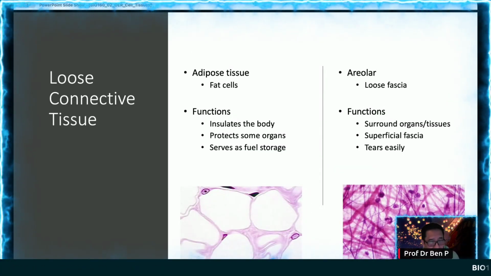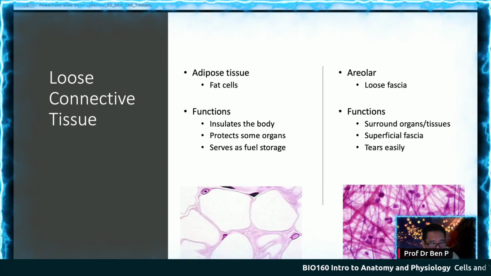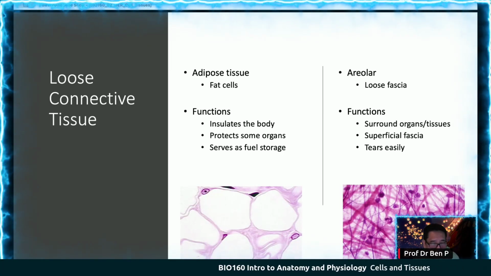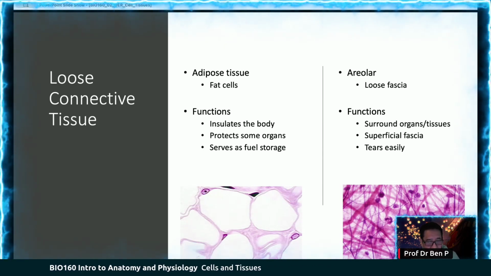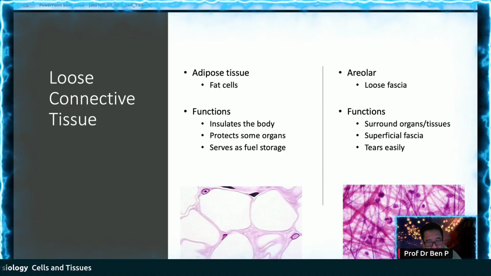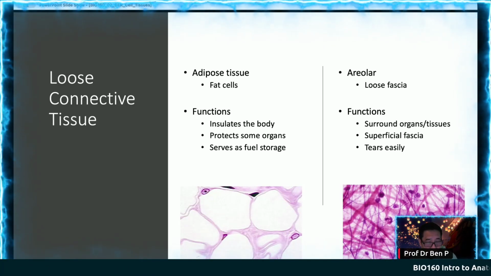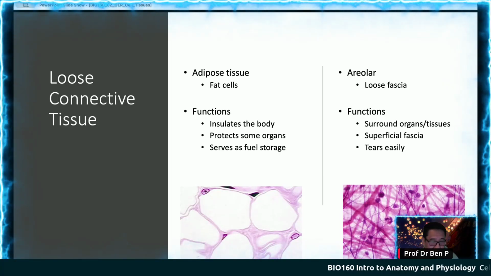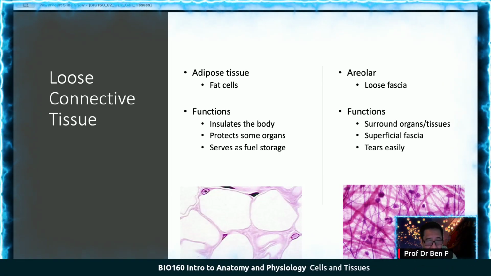Other types of loose connective tissue, you have adipose tissue, which is your fat cells. What does fat do? It insulates your body and helps store energy for your body. The reason you get fat is basically you're eating too much sugar, you get glucose, and that glucose gets converted into fat, and that's stored in your body.